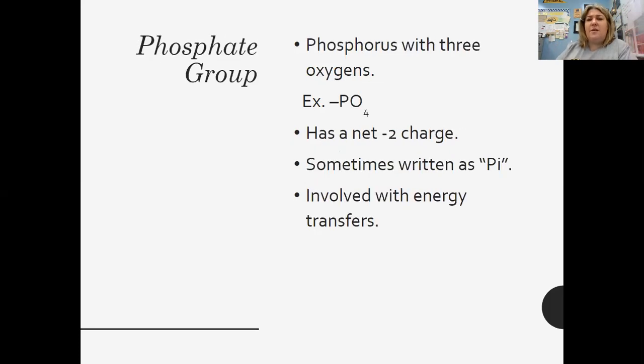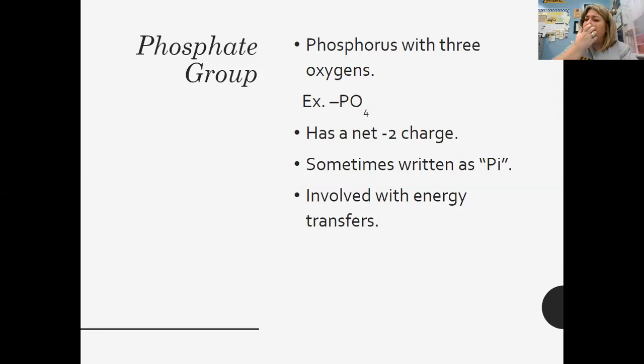And then we have the phosphate group, and this should be a difference, it's a phosphorus with 4 oxygens, a PO4. I know this is a little bit different than maybe something you've learned about in Biology 1, but this is the way that we're going to be doing it. It's sometimes known as Pi, and it does have a charge to it.